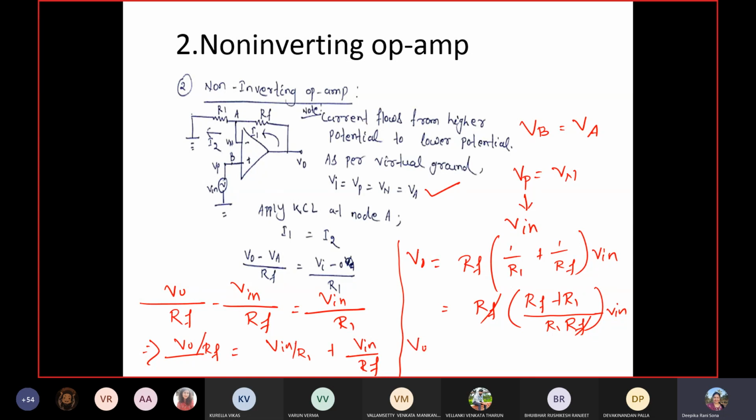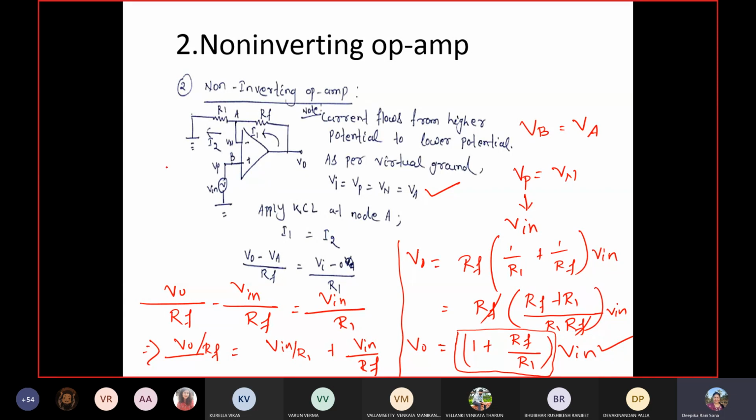So how do I rearrange my V0 equation? It is Rf plus R1 by R1. So I can rewrite the same thing as 1 plus Rf by R1 into Vin. And this is the final output voltage equation for the non-inverting op-amp. And what is the gain here? Gain is 1 plus Rf by R1.